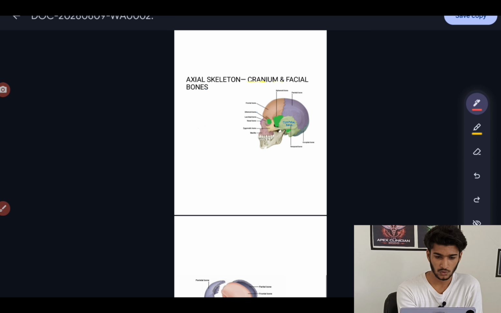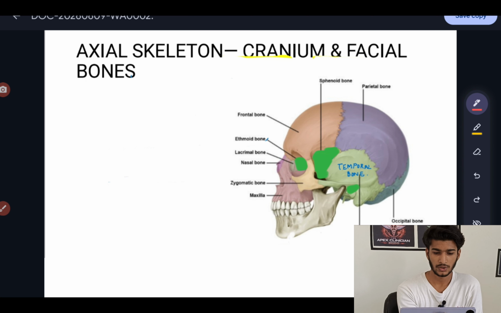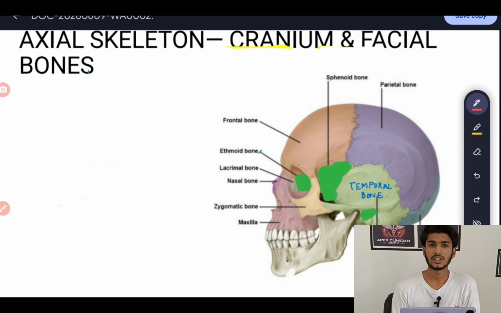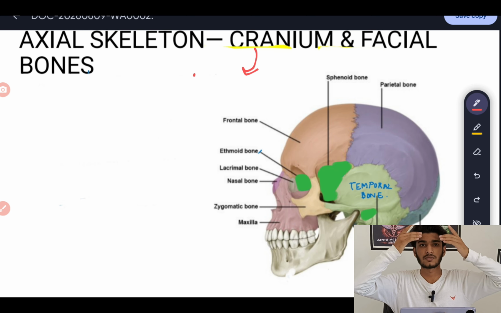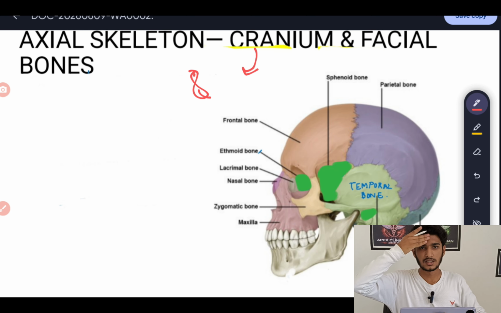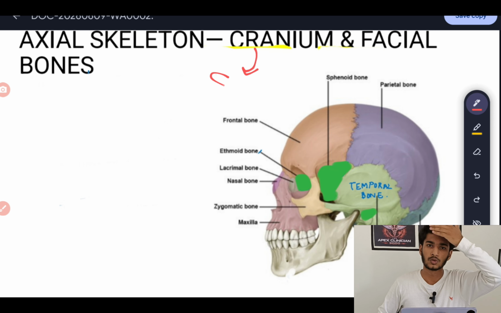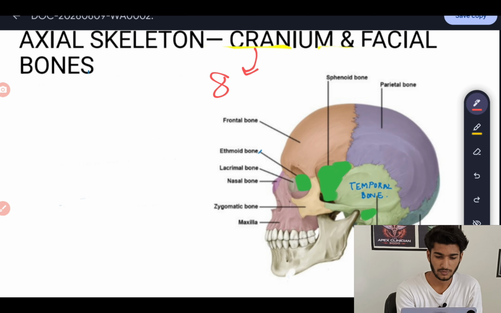So the cranium bones, which I have told you, are 8 in number. What is the name of each bone? The first bone, which you can appreciate on the anterior surface of the skull, the front surface, is called the frontal bone. Just because it is present on the front region, it is the frontal bone. It is only a single bone.